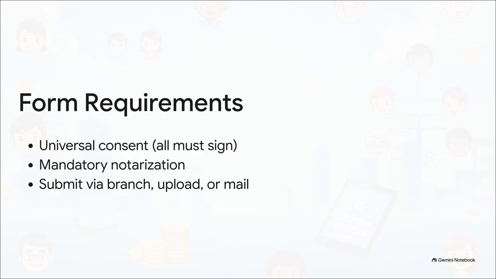First up, universal consent is required. This means if it's a joint account, every single registered co-owner has to sign and date the document. Missing even one signature? Instant rejection. Second is mandatory notarization. Your signatures must be witnessed and stamped with a raised seal by a licensed notary. Or if you're overseas, you'll need a U.S. consular officer. Finally, you can submit the whole thing by dropping it off at a branch, using a secure upload link online, or sending it via certified mail.